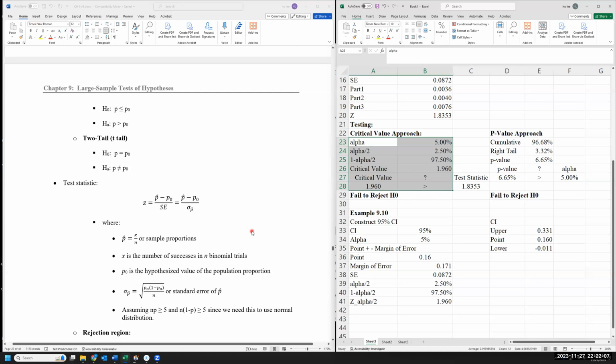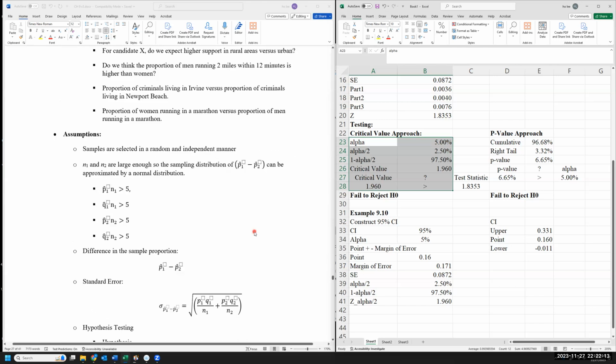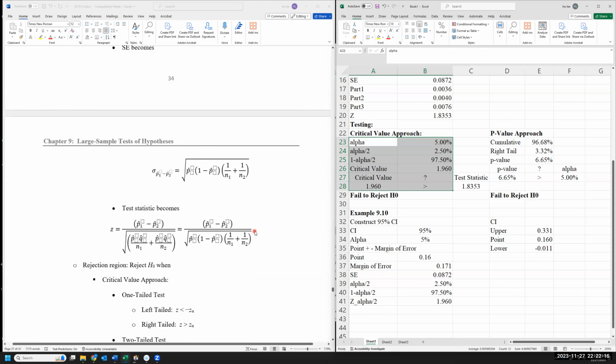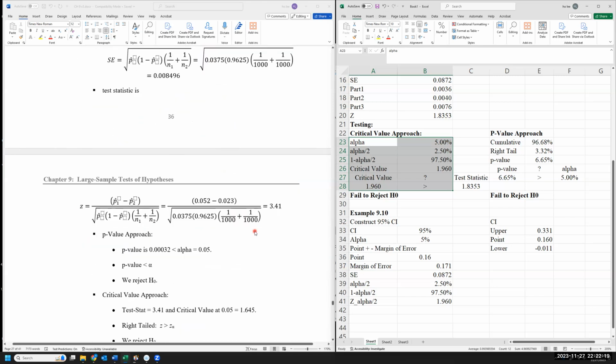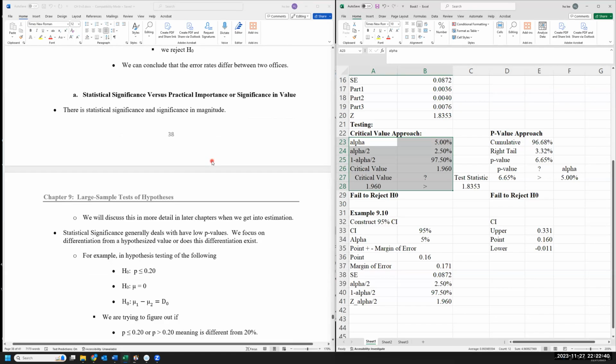Same information. All right, the last thing I want to talk about in this lecture is the difference between statistical significance and significance in magnitude. And that's the last page or so of this lecture notes. Statistical significance versus practical importance or significance in value. There is statistical significance and significance in magnitude. Something could be statistically significant, but may not be significant in value.